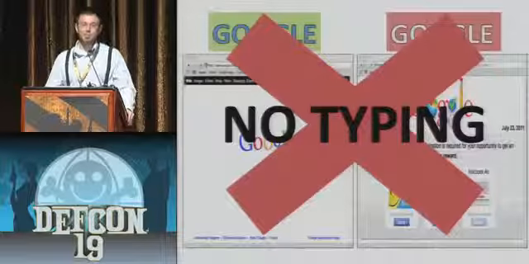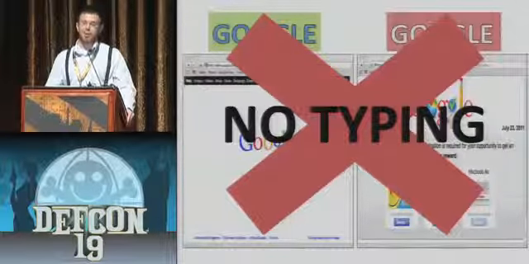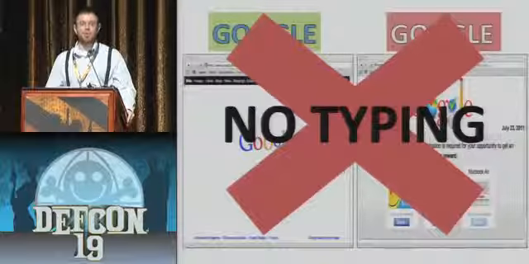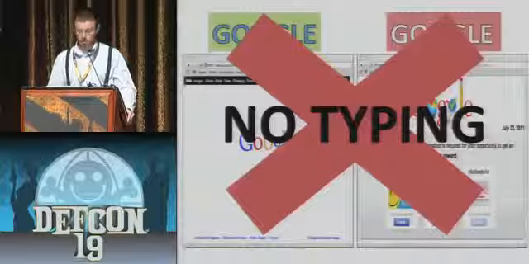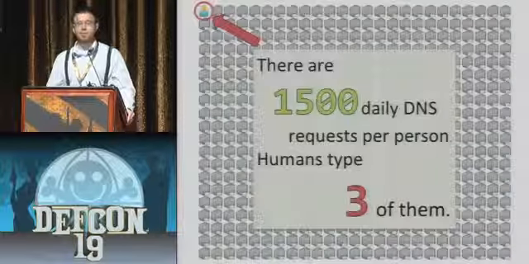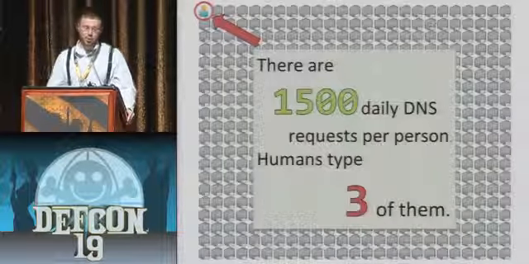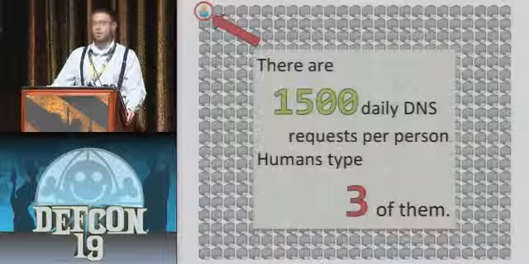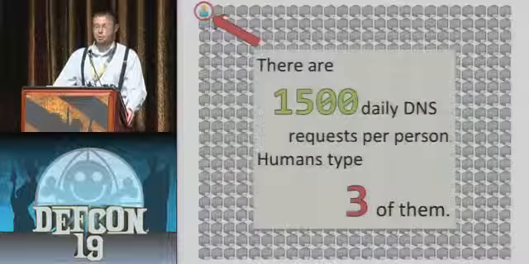Bitsquatting requires absolutely no typing. And the reason is that while humans do a lot of typing and they make a lot of mistakes, computers make a lot more DNS queries. So the graph on the slide is actually to scale. If you look at that top right corner, you see the little guy circled in red. That's the proportion of DNS requests that humans make to the proportion of DNS requests that computers make.